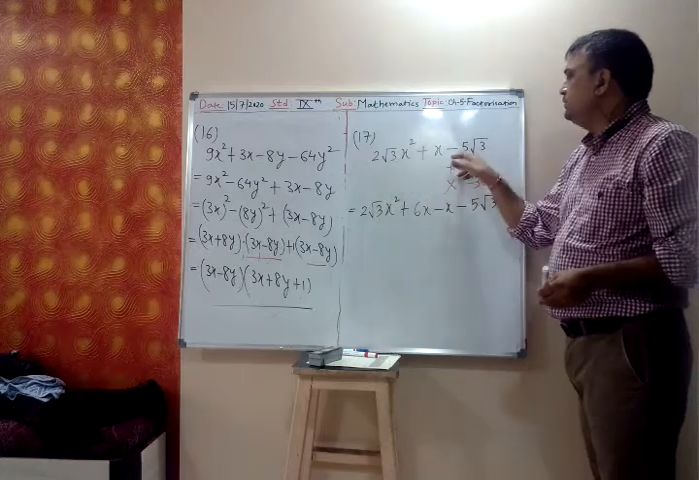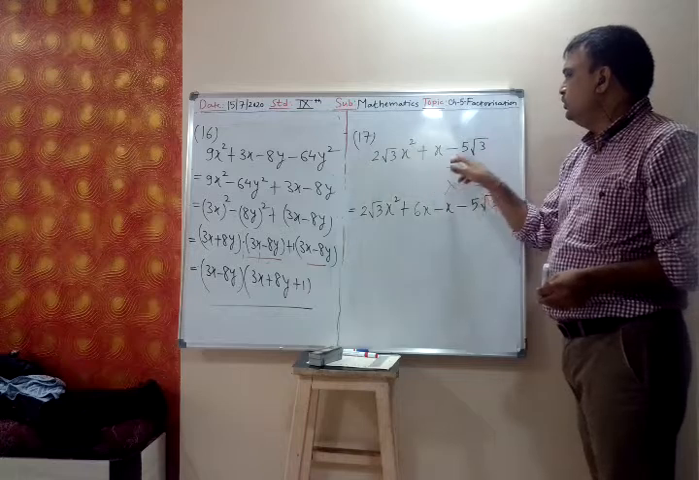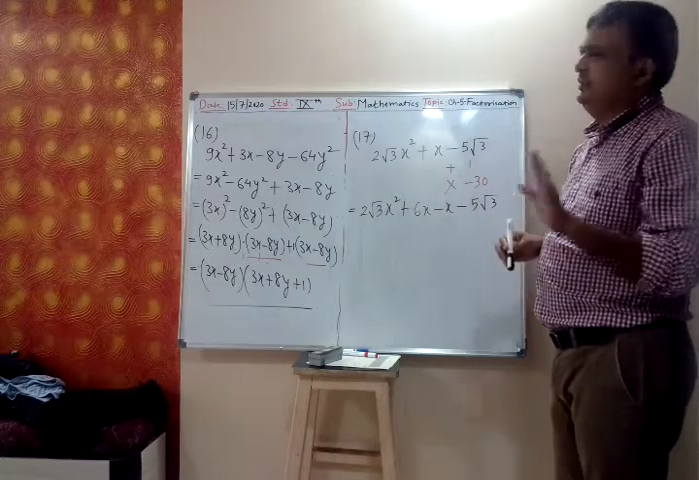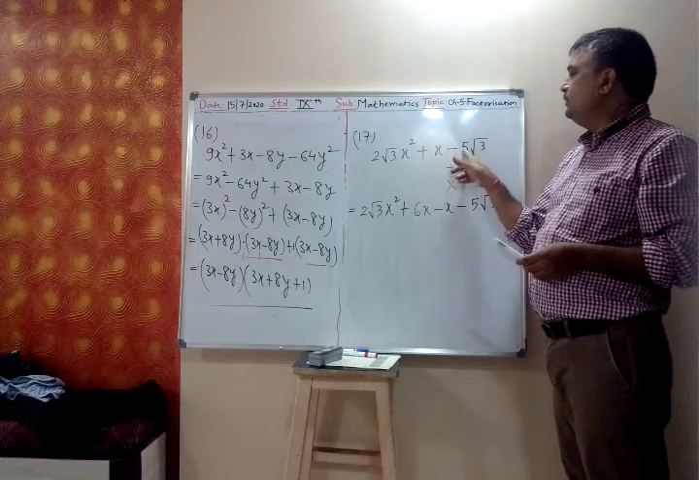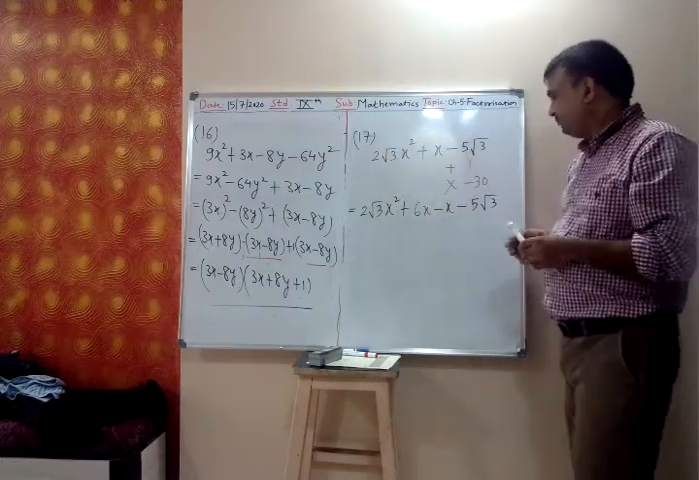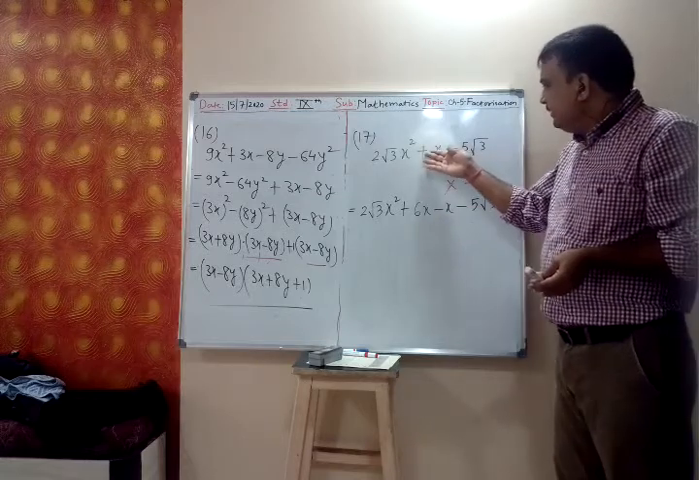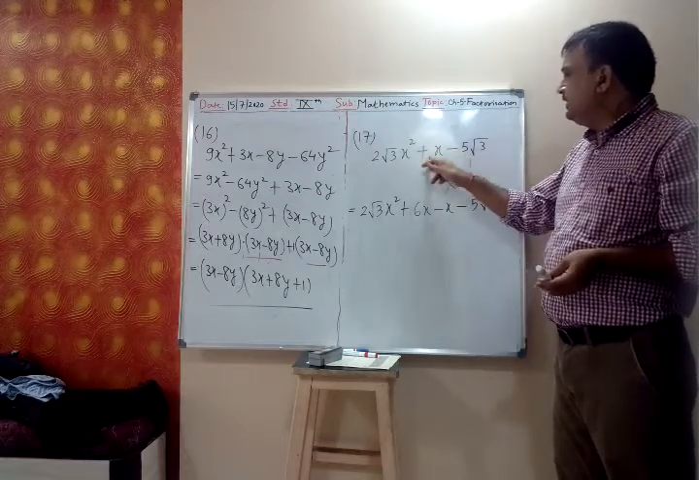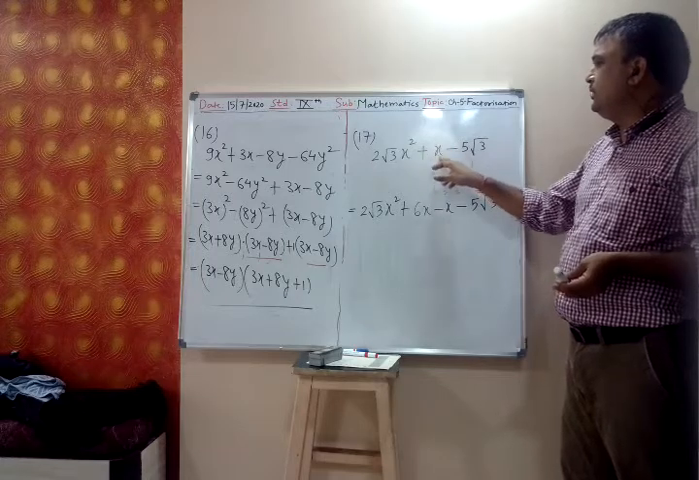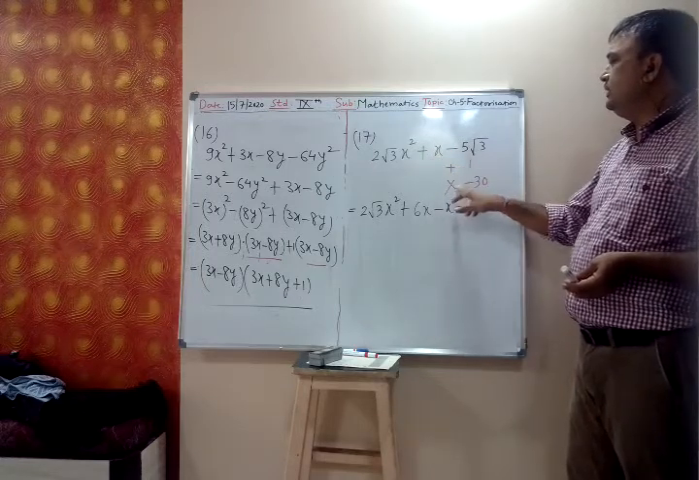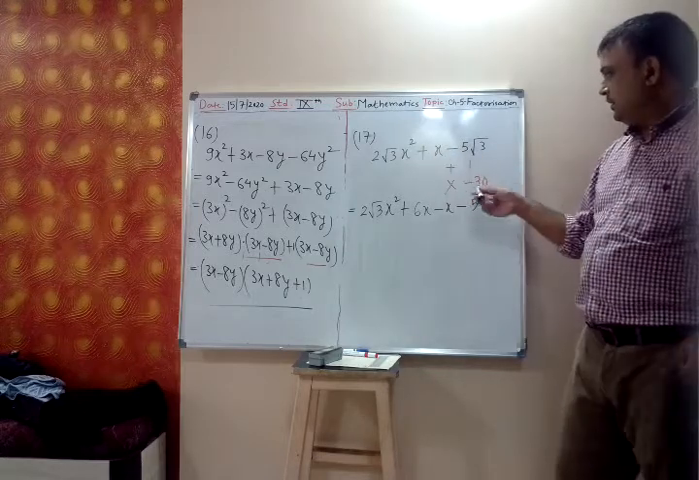So 2 into minus 5, wait, why 2 root 3 into minus 5 root 3, 2 into 5, 10. How 5? We have written x as: find two numbers, middle term is x. That we have to split. Find two numbers whose sum is plus 1, multiplication is minus 30.